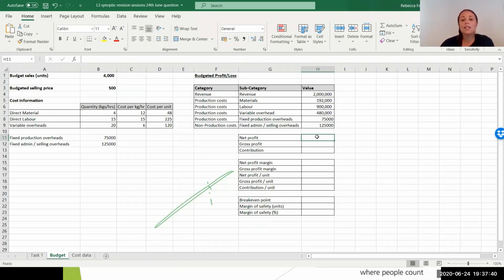Good, okay, so we've still got to calculate net profit, gross profit and contribution. Again, if you didn't know how to calculate these, this was quite difficult. This is obviously a very difficult requirement. So how do you calculate net profit?